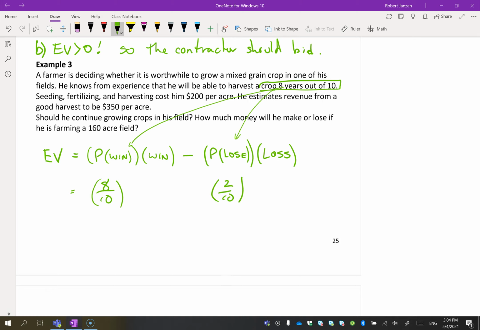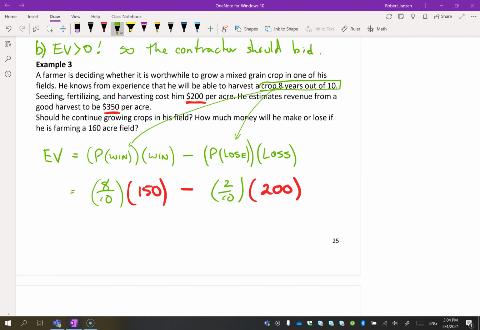Now we have to figure out how much would you win. It says that the costs associated are $200, but you make $350. So you would win $150 here. That's $350, take away $200. What would you lose? If you don't harvest a crop, you're just going to put in the $200 and you're going to lose that.